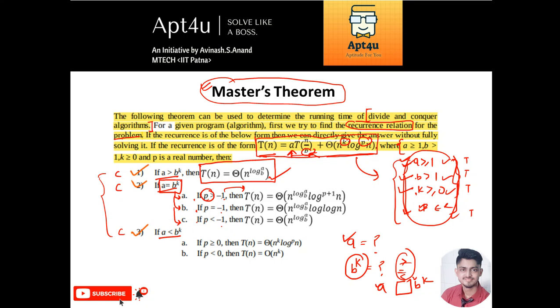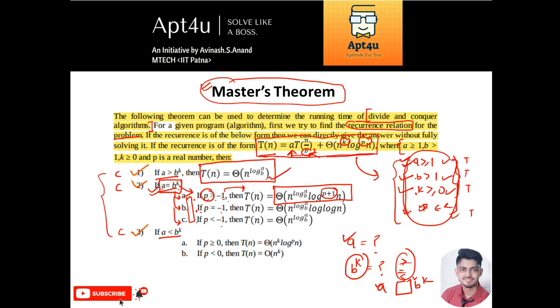Now if p is found to be greater than -1, in this condition. Suppose you found that a is equal to b power k, so you will get inside this condition. Now you will check what is the value of p. So if you found p is greater than -1, you will directly conclude that the time complexity of that recurrence relation or the algorithm will be theta n to the power log a base b, times log power p plus 1 n. Okay, this is the power, log power p plus 1 n.